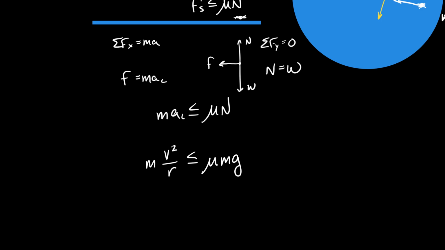Do you see a pathway where you can figure out what mu is? You have v, you have r, you have g. I think you can do the rest of this problem on your own.